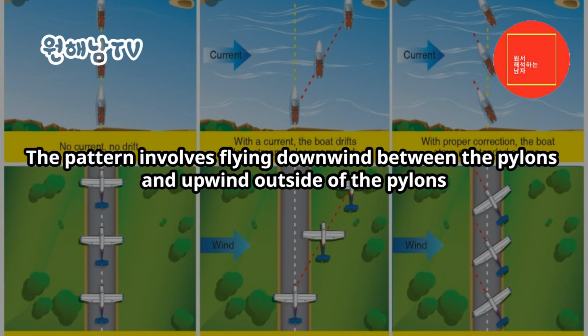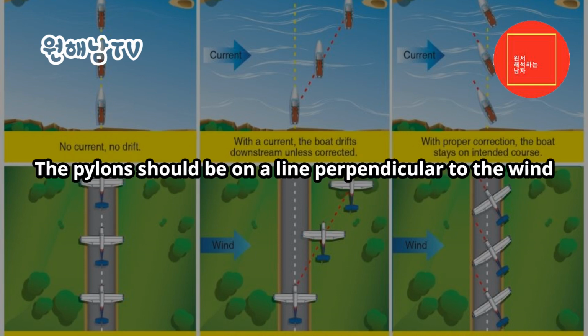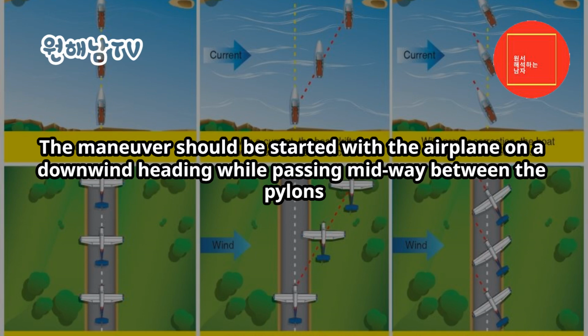The pattern involves flying downwind between the pylons and upwind outside of the pylons. It may include a short period of straight and level flight while proceeding diagonally from one pylon to the other. The pylons should be on a line perpendicular to the wind. The maneuver should be started with the airplane on a downwind heading while passing midway between the pylons.